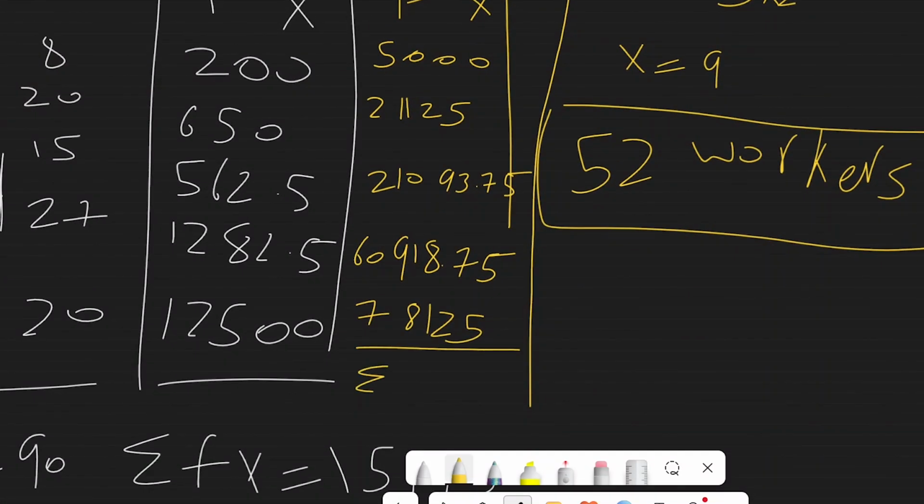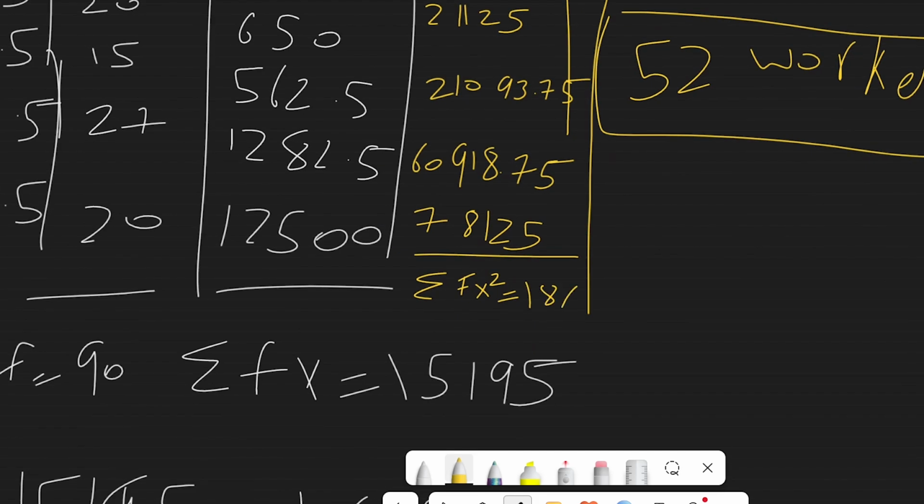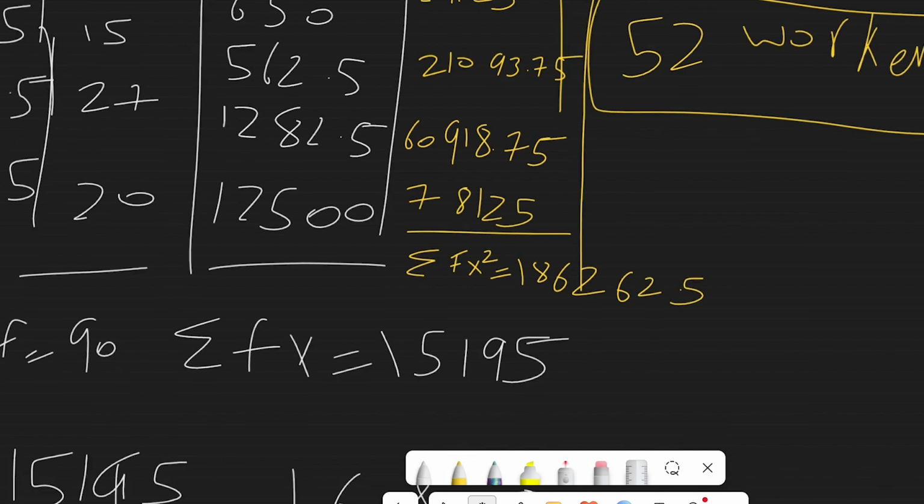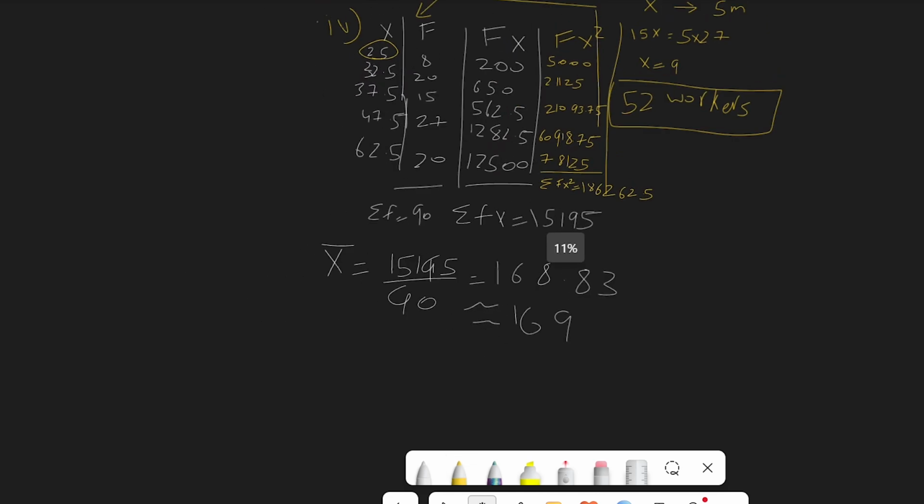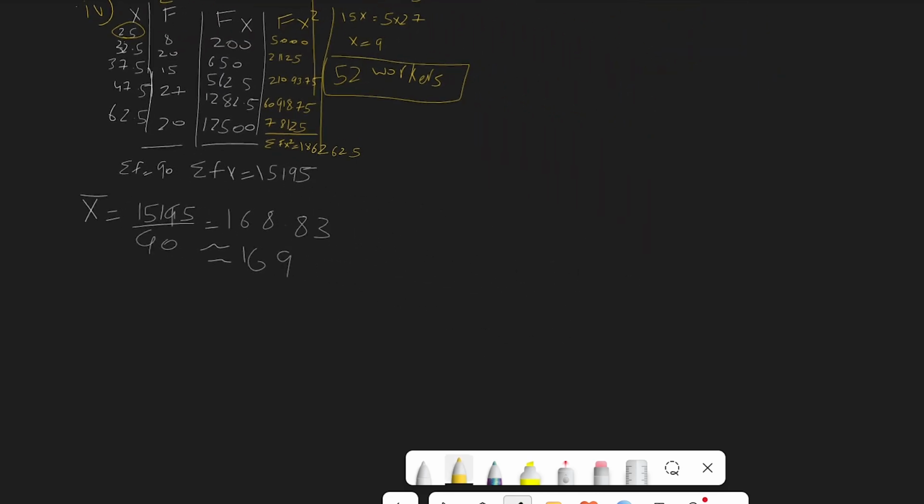Now we can just do sigma fx square, and that would be adding all those values. 60918.75 plus 21093.75 plus 21125 plus 5000. Okay, so that is 186262.5. That's a rather long number, but it's okay. Now for standard deviation for the fifth part, I'll just write it over here.